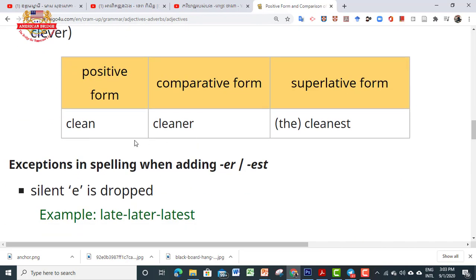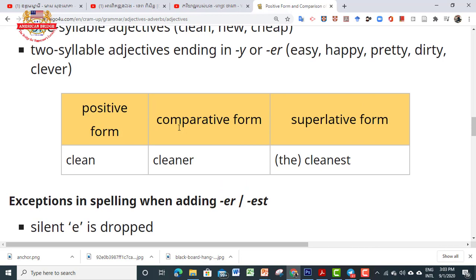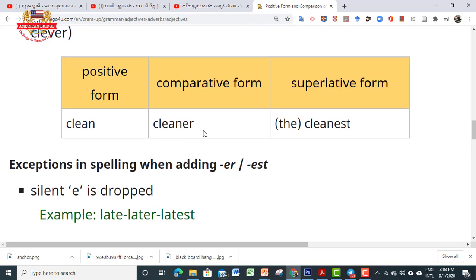This is another form that you can see here, like clean, cleaner, and cleanest. It is for two syllable adjectives that end in er, like cleaner.